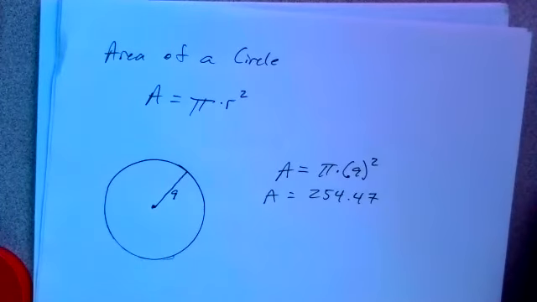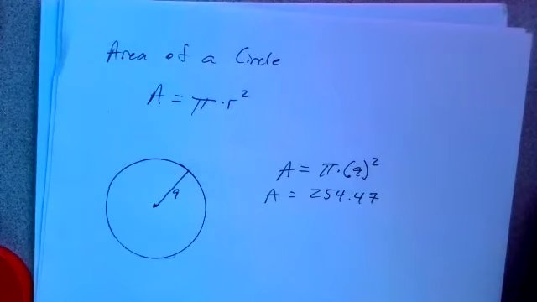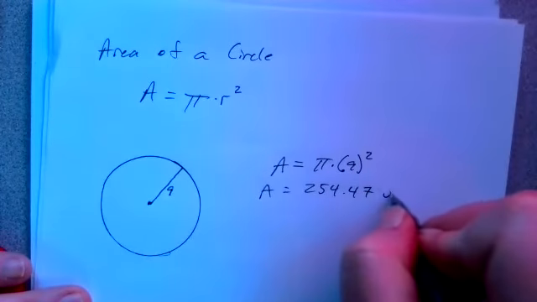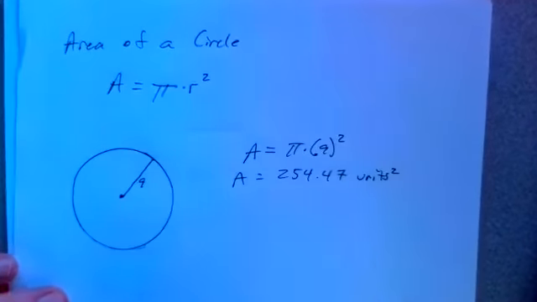All you're doing is taking a radius and plugging it into the formula. And we're going to say units squared, right? All right, and that's it. That's as far as you really have to take it.